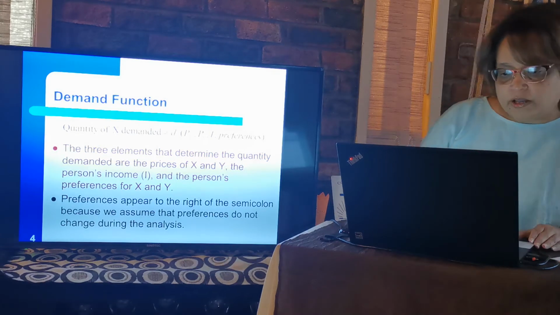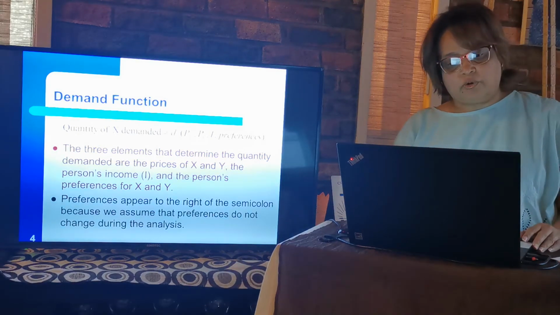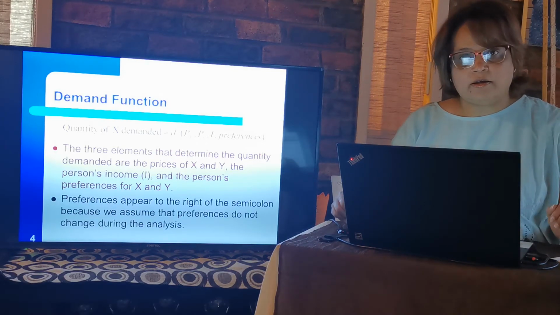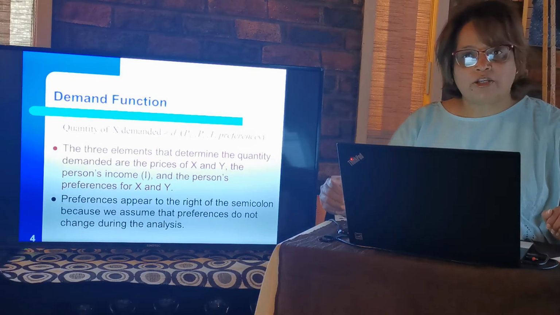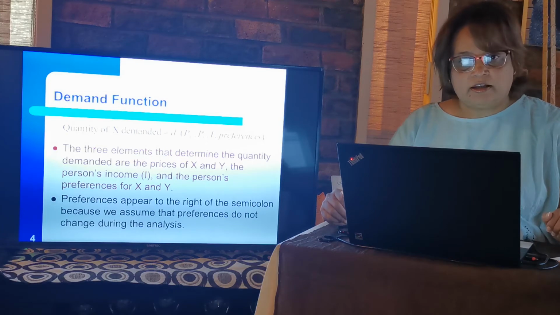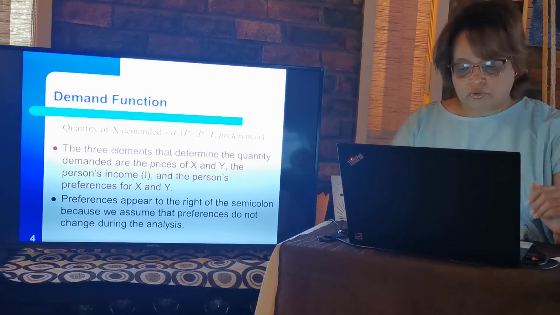Preferences appear to the right of the semicolon because we assume that preferences do not change during the analysis. Why? You want to buy what will satisfy your need as a household.